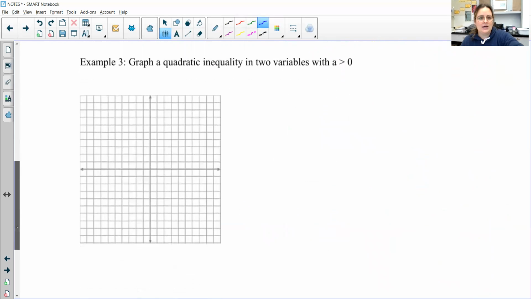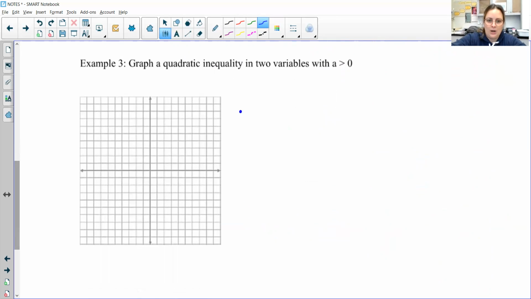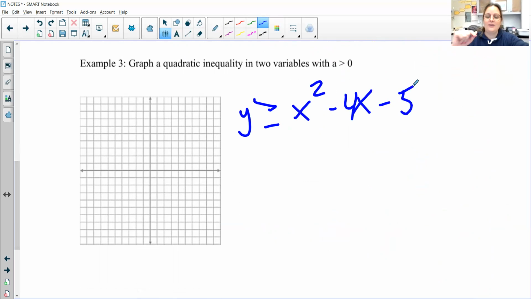I want you guys to try one. I'm going to write down the equation. So it's going to be y is greater than or equal to x squared minus 4x minus 5. This is in general form instead of vertex form. So you're going to want to use the factoring method to sketch it or a table of values. Why don't you pause the video here, sketch your graph, and then use a test point and shade your areas.